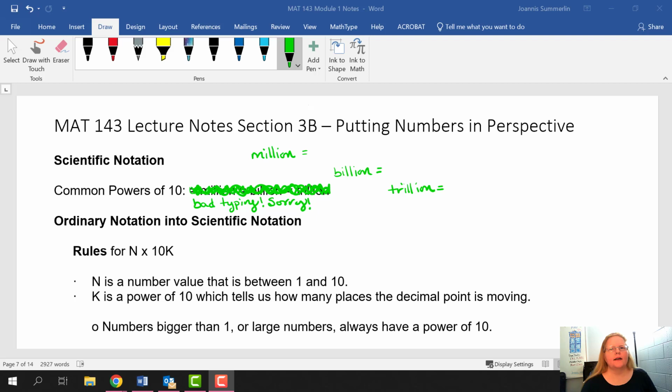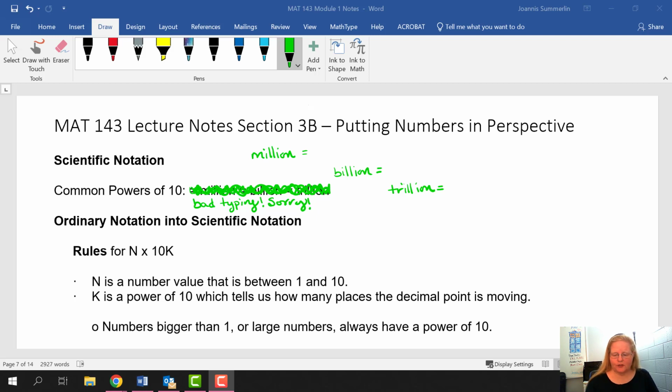This is the last one in this module. Aren't you excited? I know I am. Kind of exciting. This is section 3B, putting numbers in perspective, and it starts out with a mistake. Isn't that great? It's all in this green mess. It's bad typing, sorry about that.